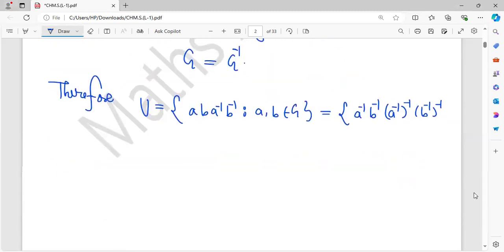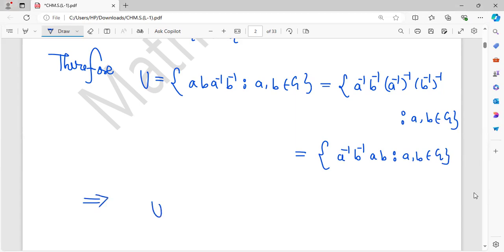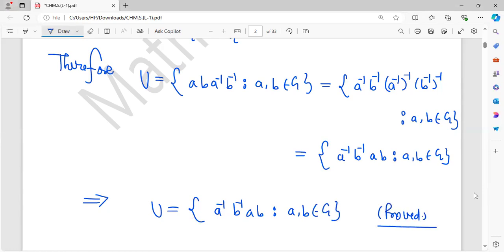We have such that a, b belongs to G. So what is this? This is nothing but the inverse of a inverse, the inverse of b inverse. You take the inverse of a inverse, that is a. You take the inverse of b inverse, that is b. So this implies U is equal to a inverse b inverse a b, such that a, b belongs to G. So it is proved now. Okay. So you can write U in two ways.